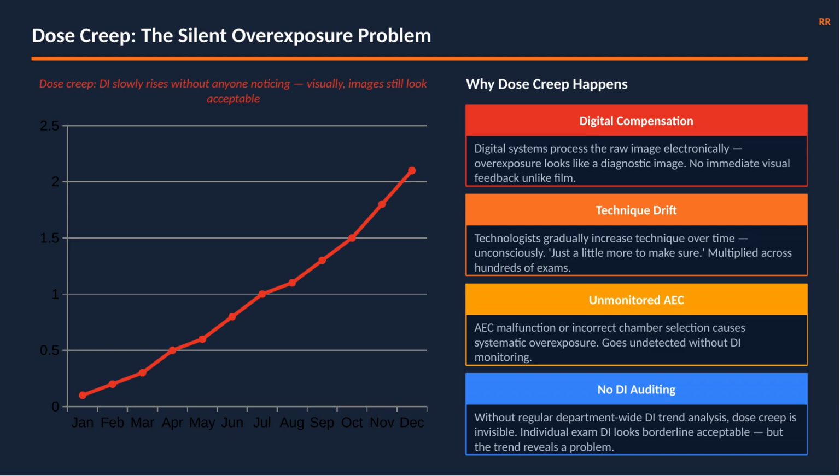Unmonitored AEC. AEC malfunction or incorrect chamber selection causes systematic overexposure that goes completely undetected without DI monitoring. And no DI auditing. Without regular department-wide DI trend analysis, dose creep is invisible. Individual exam DI values look borderline acceptable, but the trend reveals the systematic problem.